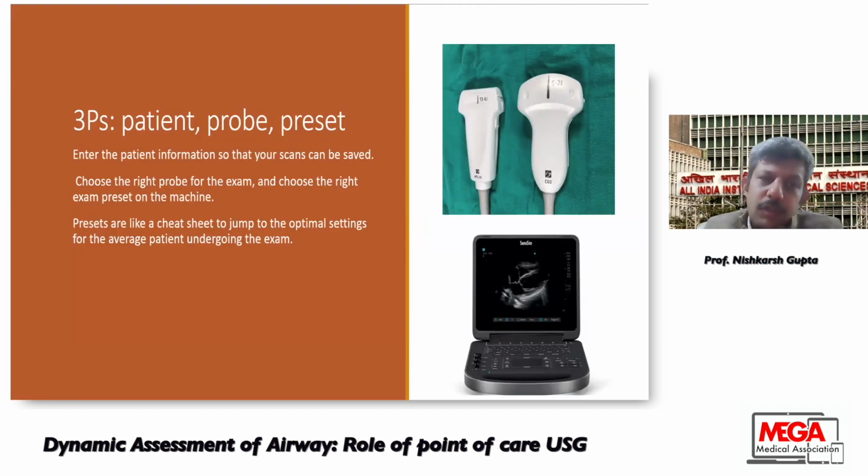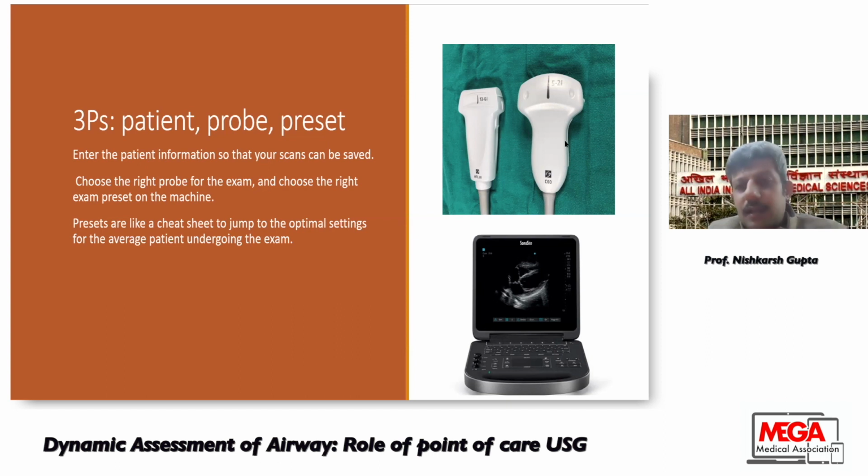Ultrasound, all of us know, basically we have an ultrasound machine and we have the ultrasound probes. There are many machines, many probes. Broadly, the important thing about ultrasound is you need to know about the patient, the probe, and the presets. Whenever you open the machine, you will have to enter the patient data so that we can save the details for further use. The most important thing is the right probe for examination.